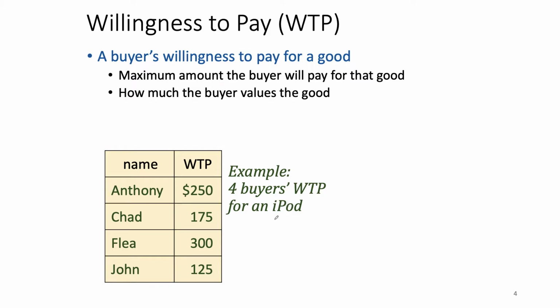So, for instance, if you consider a good like an iPod, it's a bit of a dated example, but suppose you want to buy an iPod, different consumers don't all value the iPod the same way. Anthony, for instance, is willing to pay up to $250 to get an iPod because he really values it. John, on the other hand, likes having an iPod, but his willingness to pay is fairly low, and there is a wide variation between all the different consumers in this economy and their willingness to pay.